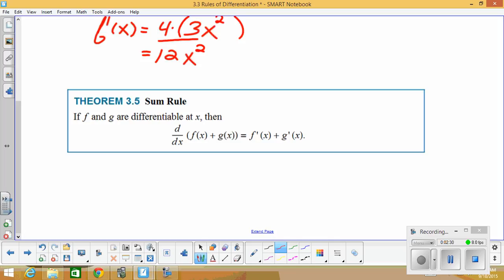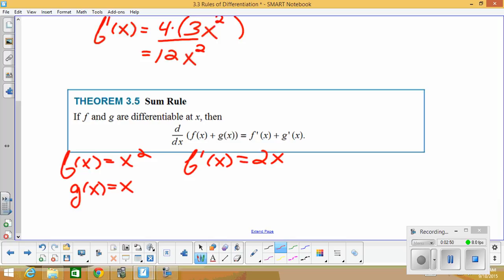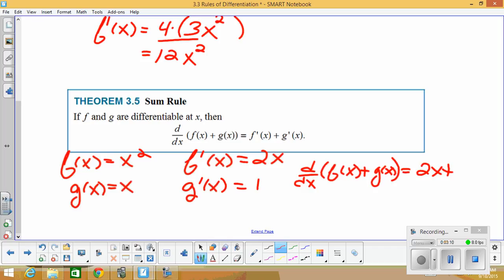The sum rule is saying if I have two functions that are being added, I can add their derivatives. So let's take, for example, f of x is equal to x squared and g of x is equal to x. I can find each of their derivatives separately. F prime would be 2x, and g prime would be 1. So this sum rule is saying if I wanted to do the derivative of both functions, I'm just adding each of those together.